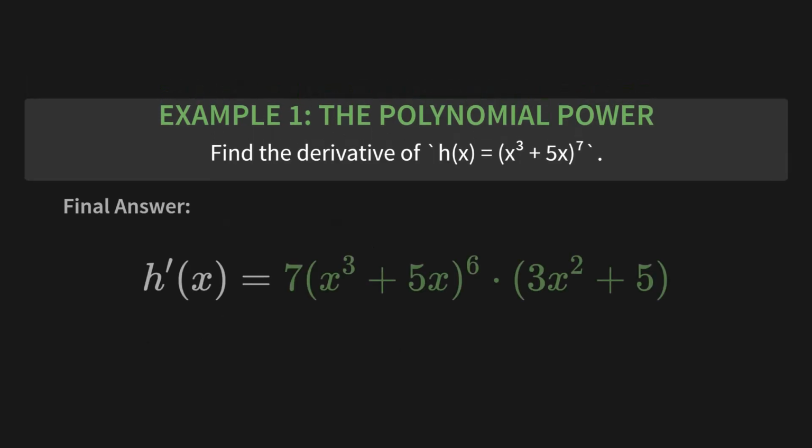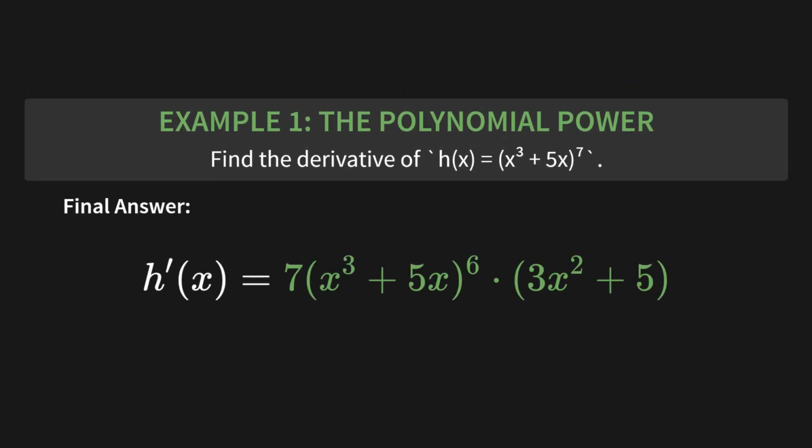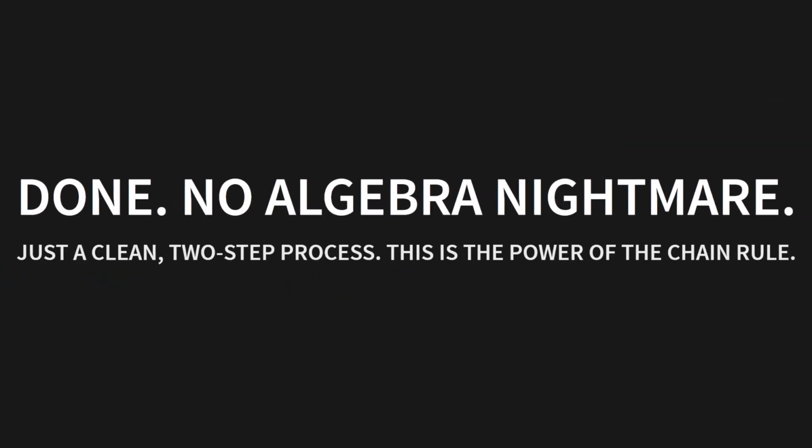So the final answer is h prime of x equals 7 times x cubed plus 5x to the 6th power times 3x squared plus 5. Done. No algebra nightmare. Just a clean 2-step process. This is the power of the chain rule.